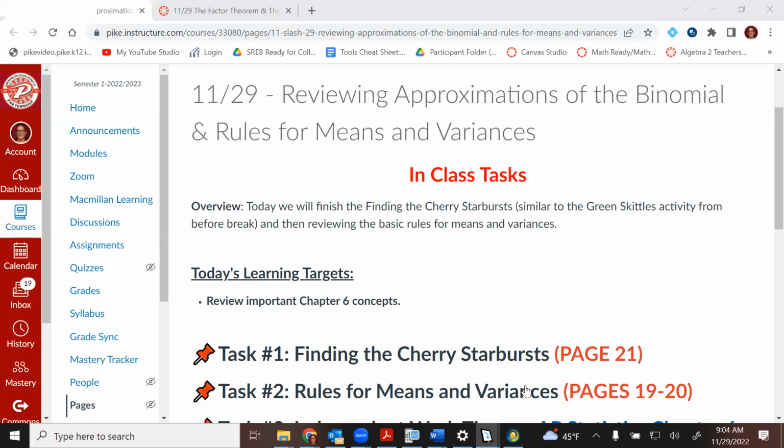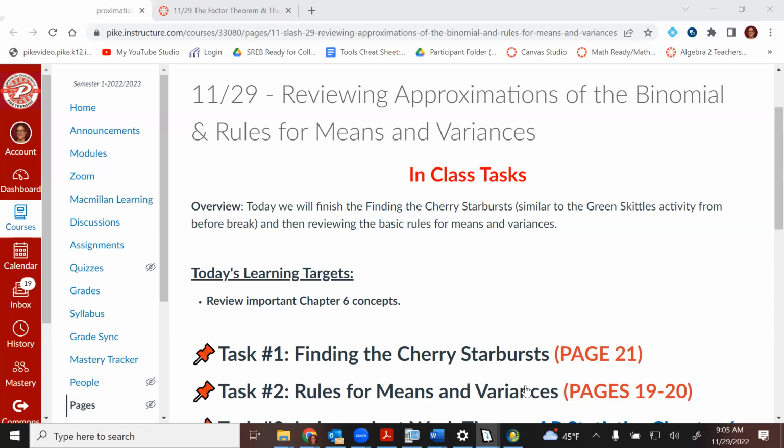So binomial PDF for the exactly. We want exactly, that's when we want the PDF. At most, at least, that's when we want CDF. So at most 60 cherry flavored Starburst, so 60 or less. I got that that was a 95% chance.